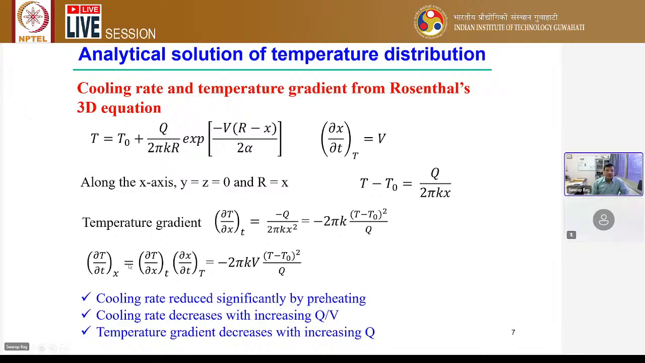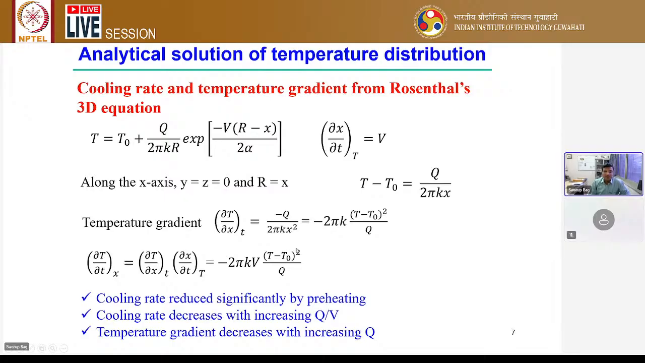So now we can reach a particular conclusion from this expression: the cooling rate is actually reduced significantly by preheating. Preheating means that if you perform the welding process, you preheat the sample to a certain temperature, and that actually reduces the cooling rate during the welding process. How can we explain this? Look at the expression for the cooling rate: T minus T0. So preheating basically increases the value of T0.